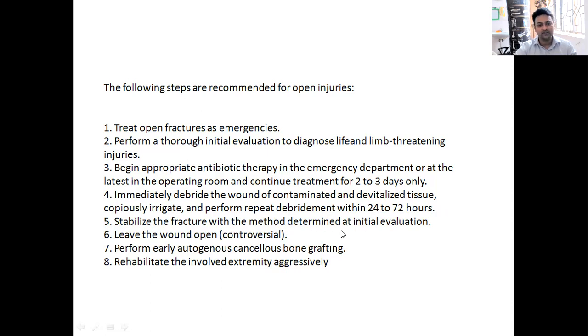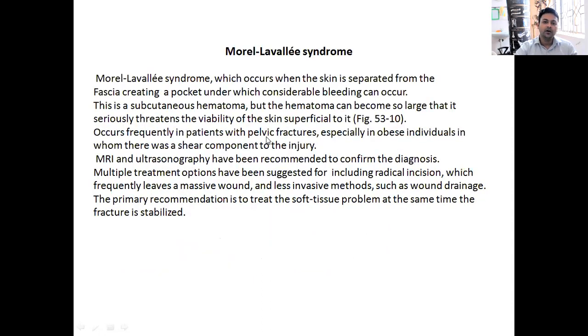Leave the wound open. This is a controversial topic. Some people try to use vacuum-assisted therapy here. People perform early autogenous cancellous bone grafting. That is the Papineau technique for closure. Rehabilitate the involved extremity aggressively. Morel-Lavallée syndrome, which occurs when the skin is separated from the fascia, creating a pocket under which considerable bleeding can occur.